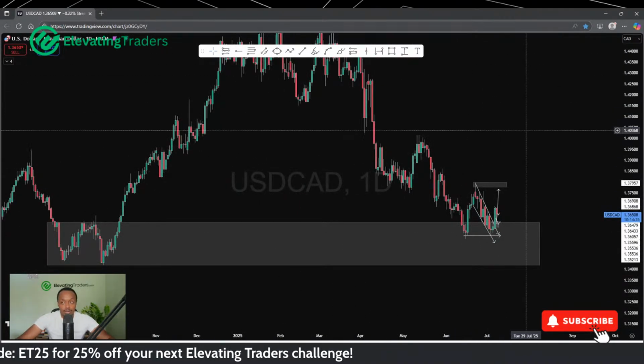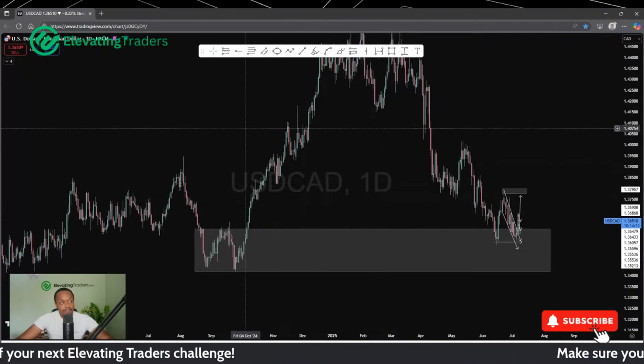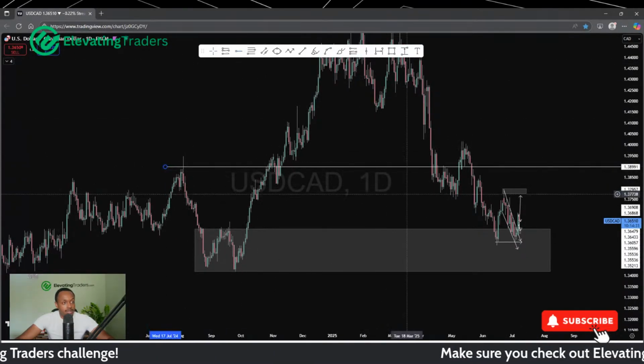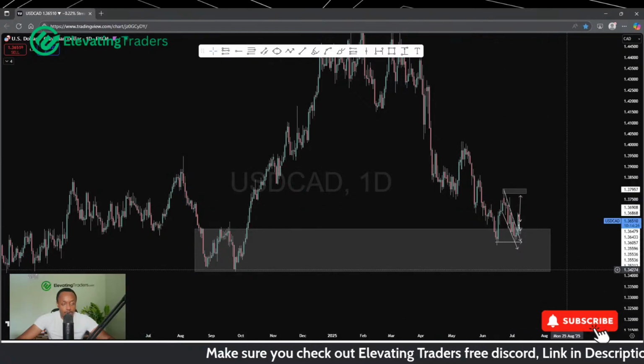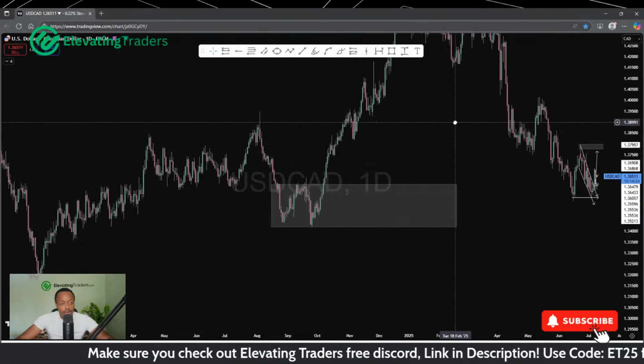We could see a similar reaction. Maybe not as big, but maybe it takes us back into resistance around there. I think that's a reasonable bet if we are going to respect that area. So from a daily perspective, we're in a healthy place for a buy.